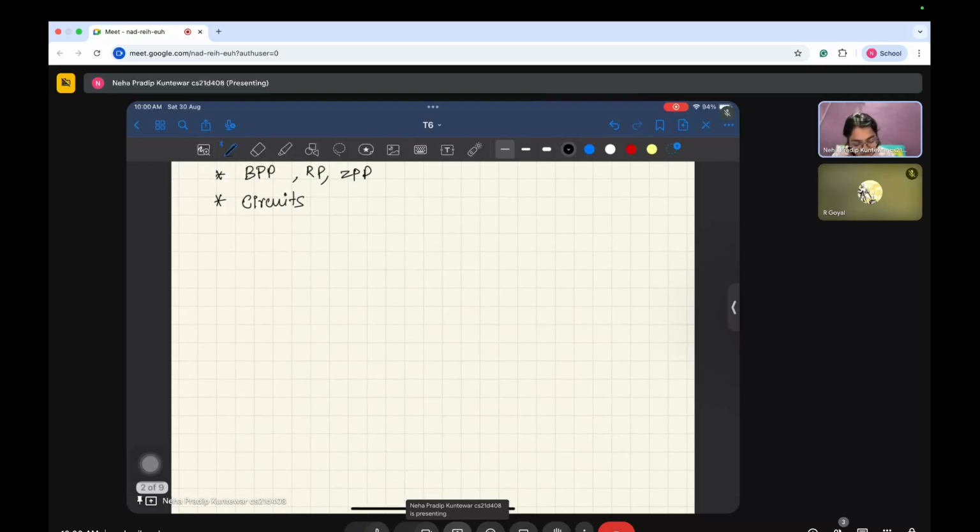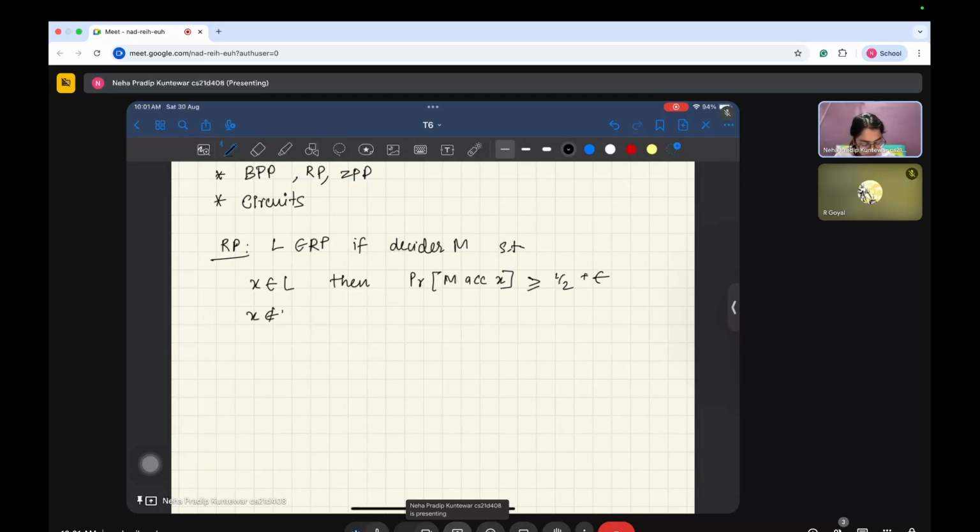So recall that the RP class that we defined was that L is in RP if there is a deterministic machine or decider M such that if x is in the language, then M accepts with good probability, at least half plus epsilon, and if x is not in the language, then M rejects with good probability. Sorry, I'm sorry. So M always rejects.